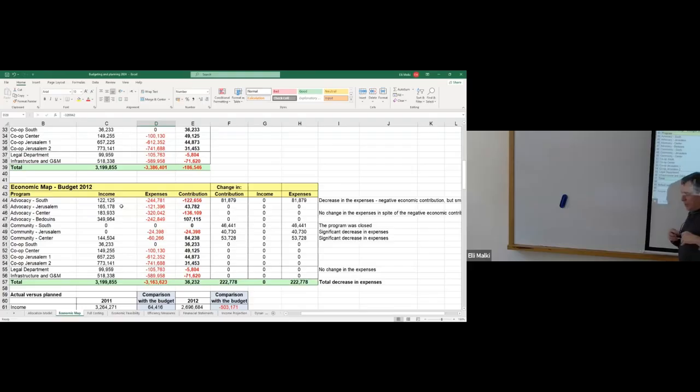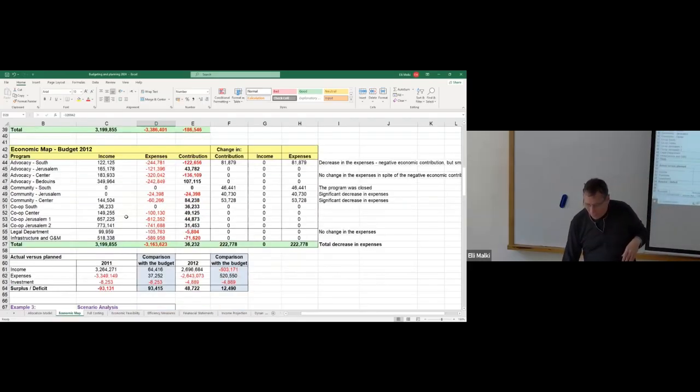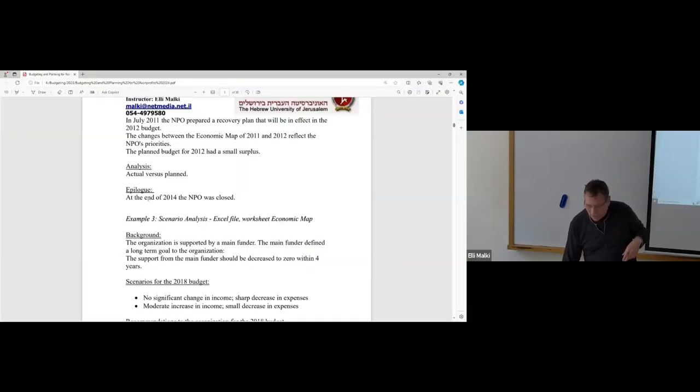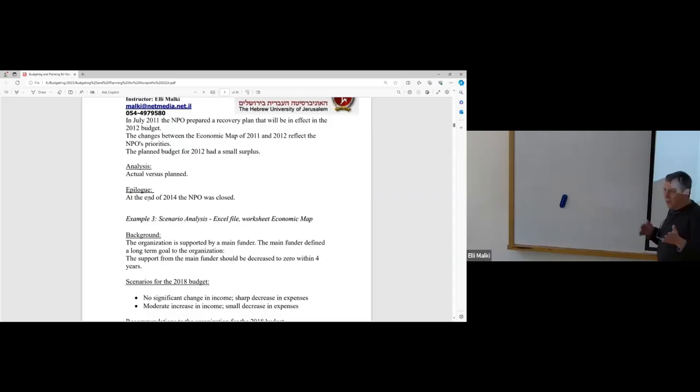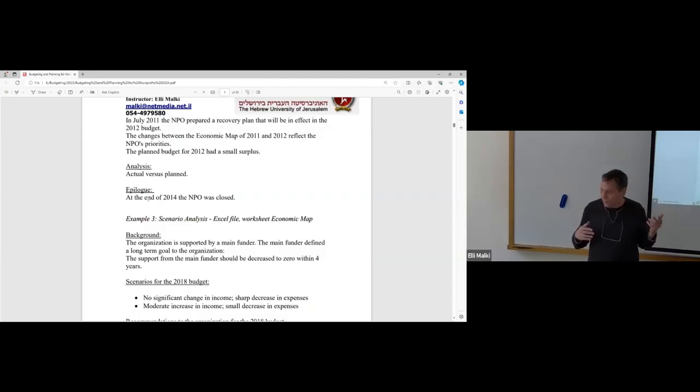Right. So look, first of all, I want to show you two things. First of all, unfortunately here, the end result is not very positive. As you can see, at the end of 2014, this organization was closed. So the recovery plan didn't work for a long time. It worked for 1 or 2 years. And the reason is probably that it came to life too late. And if the recovery plan was done, let's say 3 years before.